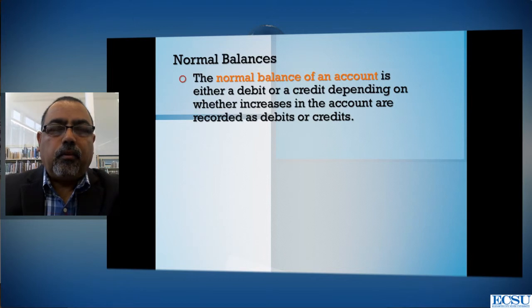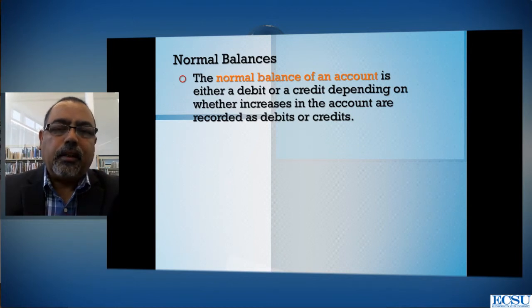Okay, now what is a normal balance? An account can have either a debit balance or a credit balance, but normally the increasing side is the normal balance. So if an account increases with a debit, that's the normal balance side. All assets, expenses and drawings increase when we debit. So that means their normal balance should be a debit balance.